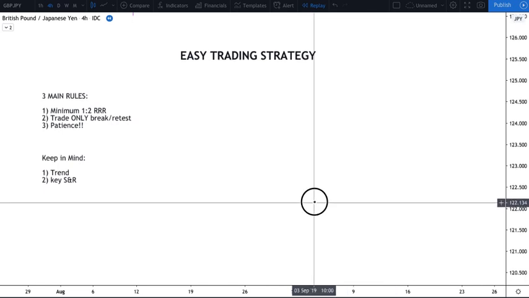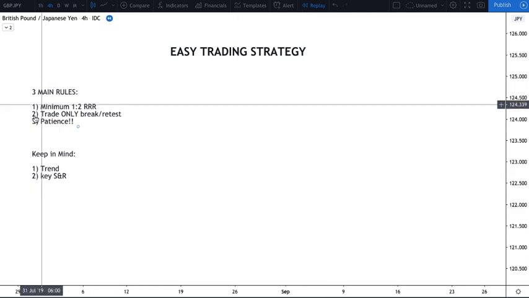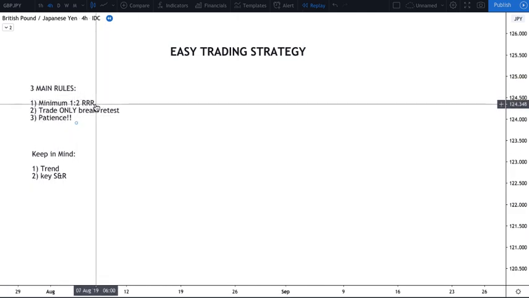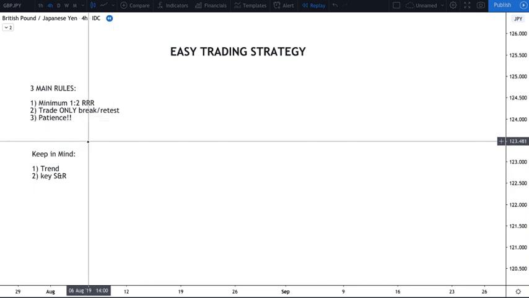So in this strategy, it's a very simple strategy, very easy to implement in your own trading, but there are simple rules that you have to follow, just like anything in life. So the three main rules for this strategy is you need a minimum 1 to 2 risk reward ratio, meaning for every dollar you're willing to risk, you're going to make back $2.